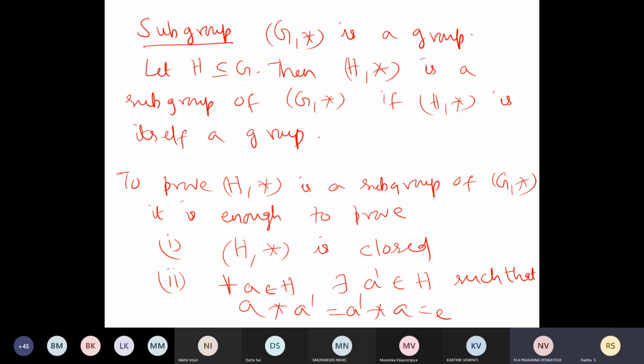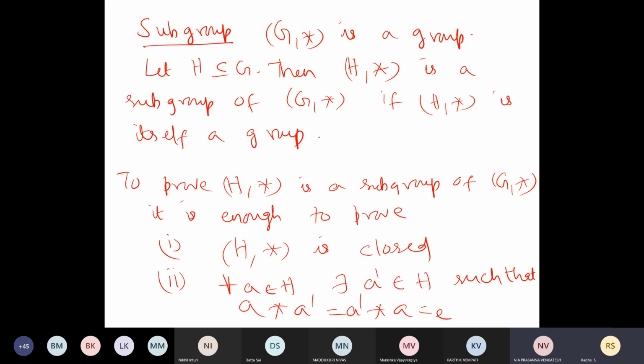Why are two properties sufficient? Closure, of course, is needed. Whenever you consider two elements from G, which is closed, if you operate star between them, the final element a * b will also belong to G. But it is not necessary that closure will also be satisfied in H. So for that you have to check whether it is closed or not. You consider a, b in H, and you need to check whether a * b is there in H.